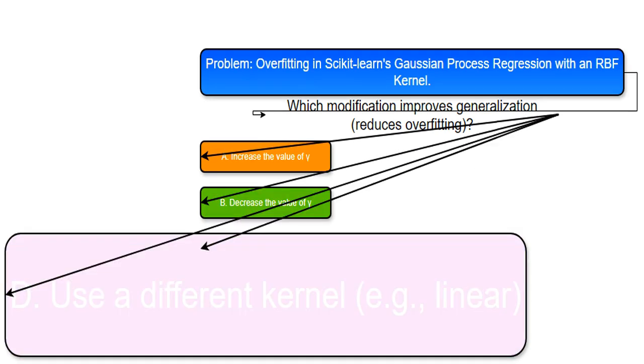Switching to a simpler kernel like the linear kernel significantly reduces the model's complexity. The linear kernel makes fewer assumptions about the data than the RBF kernel, meaning it is less likely to overfit.